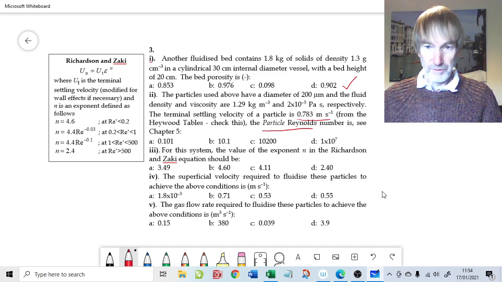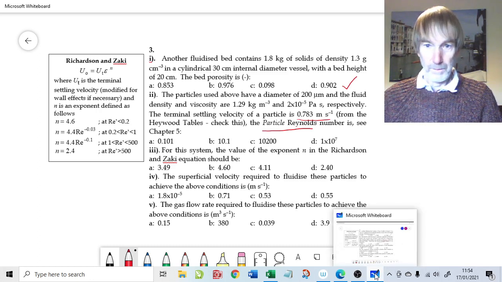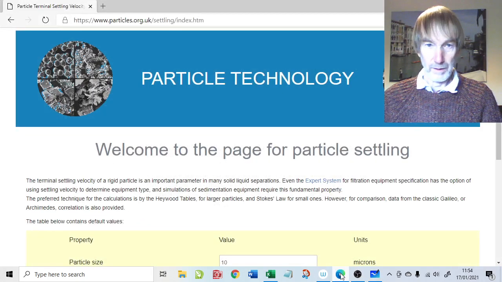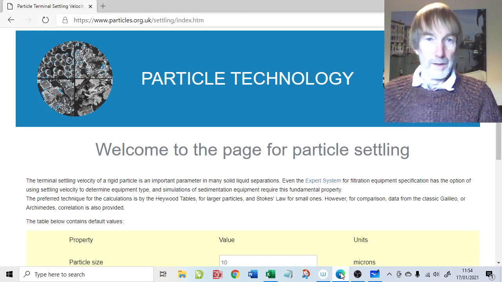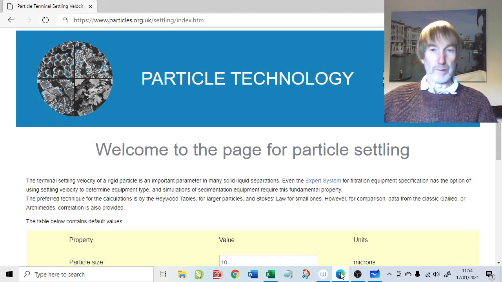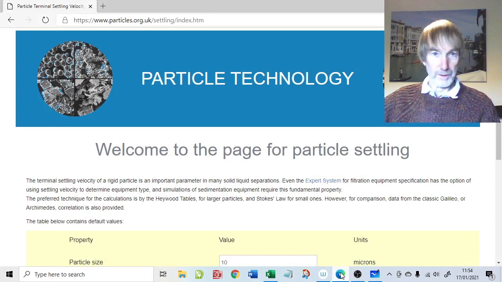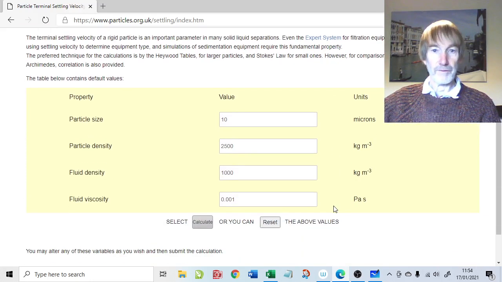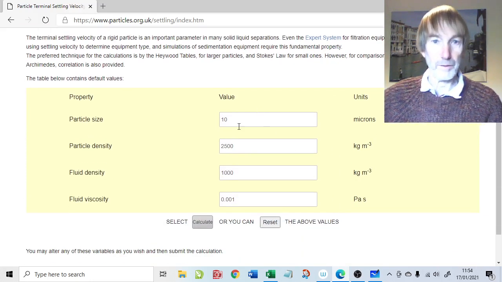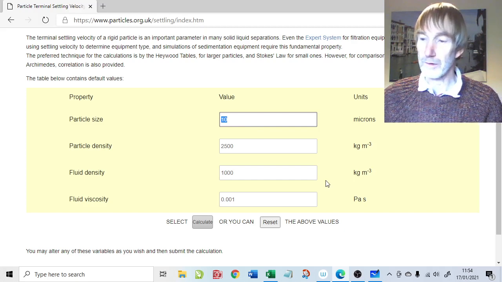So let's do that, because we can check the values on the Hayward tables online. So if I select, here we go. The Hayward tables here have been programmed into the website Particles.org UK settling index, and if we enter our values rather than the default values, the particle size is 200 microns.